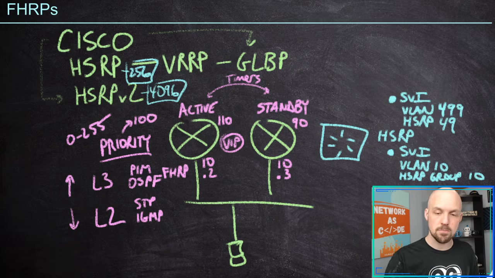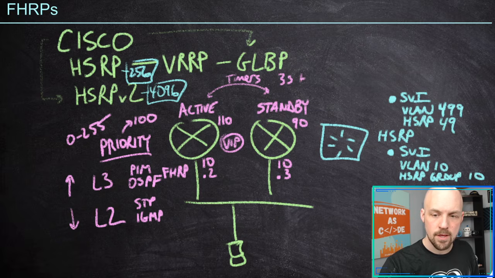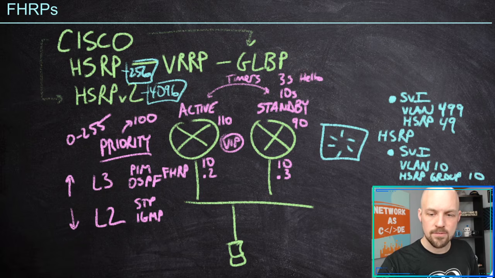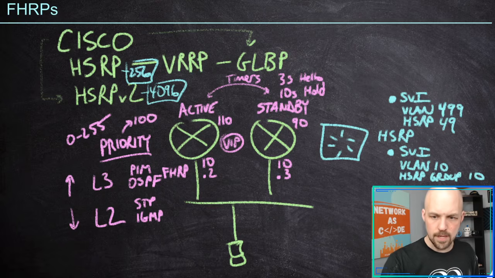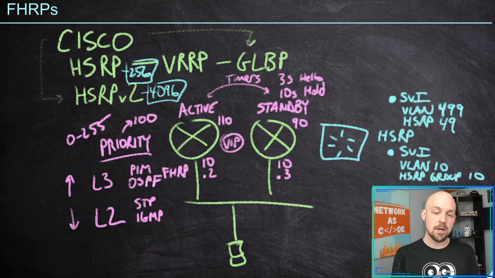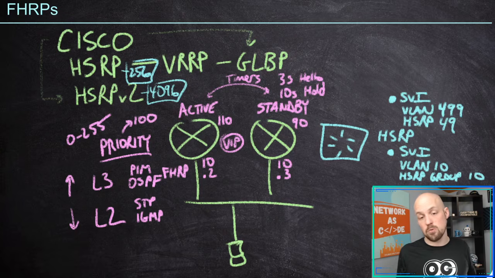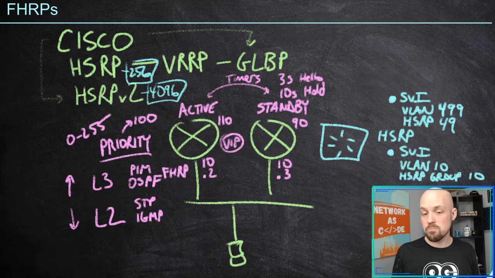Either way, these timers, by default, are set to 3 seconds for the hello and 10 seconds for the dead timer, or I believe it's called the hold timer in HSRP. This is just by default. So I'm supposed to be getting a hello packet every 3 seconds. If I don't get any packets in 10 seconds, I'm going to assume that the other router is dead. And if I'm the standby, that means I'm going to take over for the active. So this works in the scenario we described before, right? This active router goes down and the standby's got to take over, but it will wait 10 seconds by default.